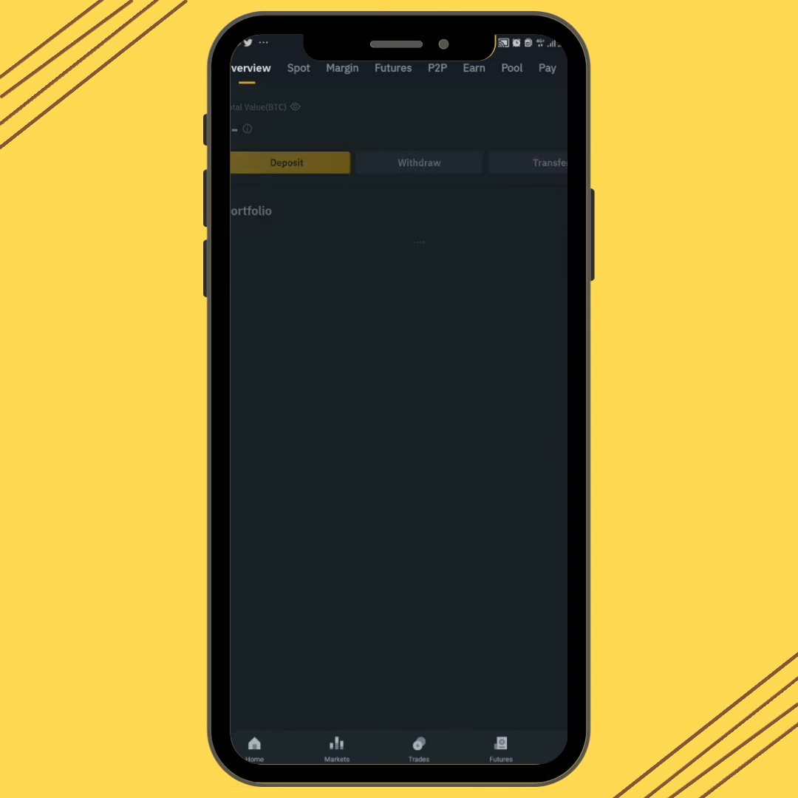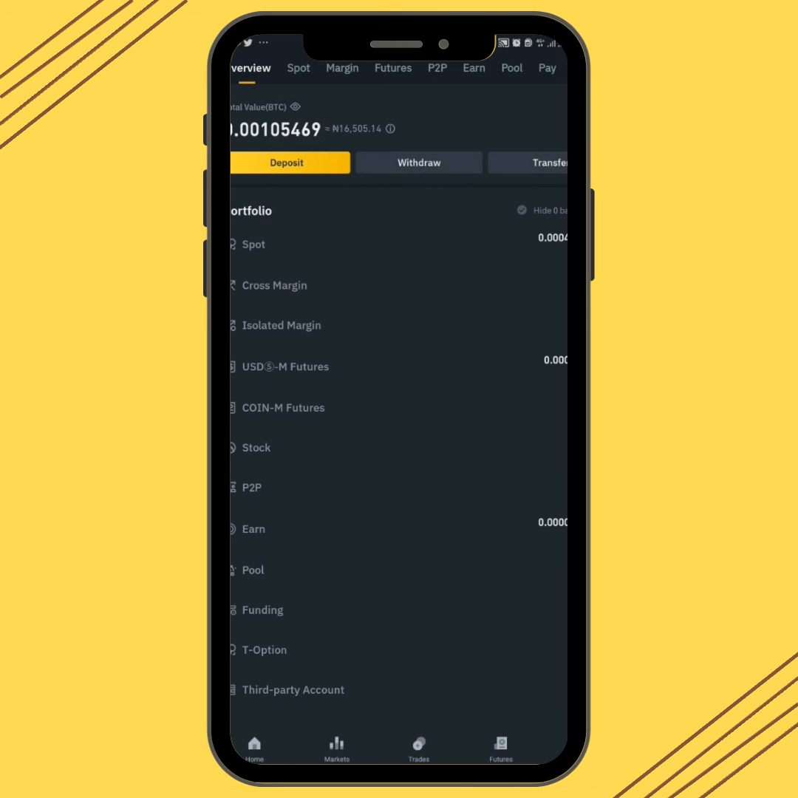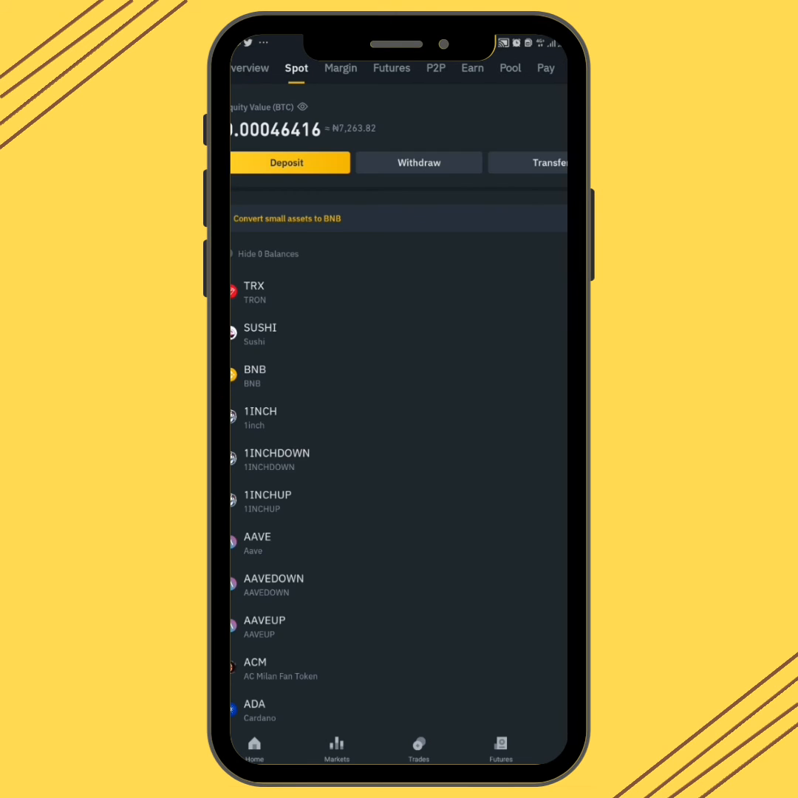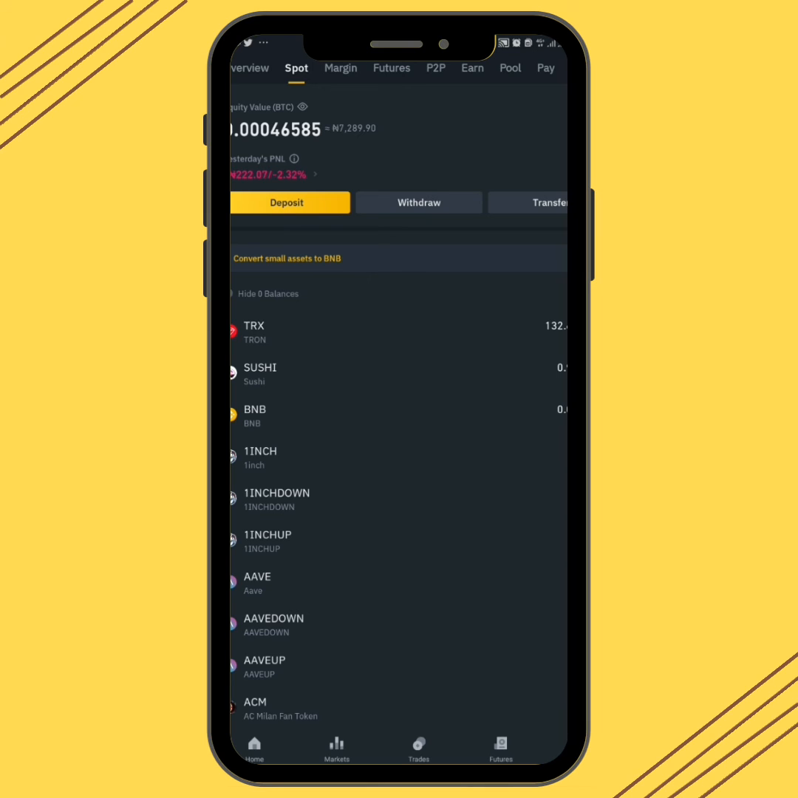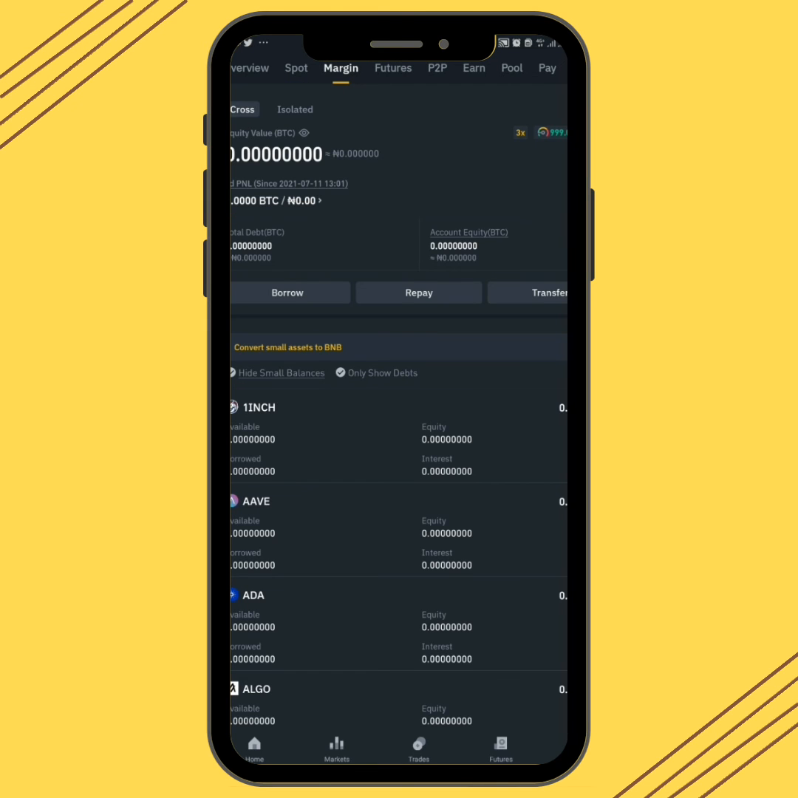Now you have wallet, you have overview, you have spot, you have margin, you have futures, you have P2P, you have earn, you have pool, you have pay, you have gift. Okay, so now this is overview. This is all your wallets summed up in one page. Now this is your spot wallet. Your spot wallet is basically about the trades you do on spot. So you see I have Tron, I have Sushi, I have BNB, and these are just the 3 coins I have. So margin, then futures.